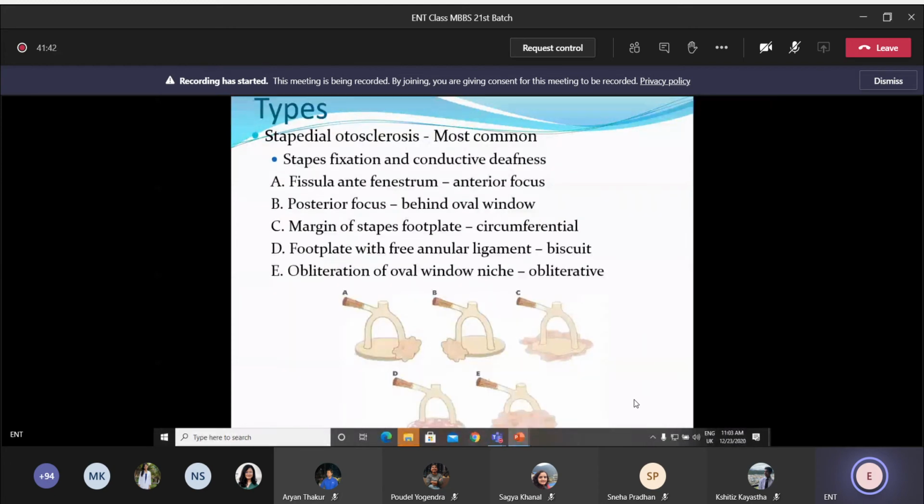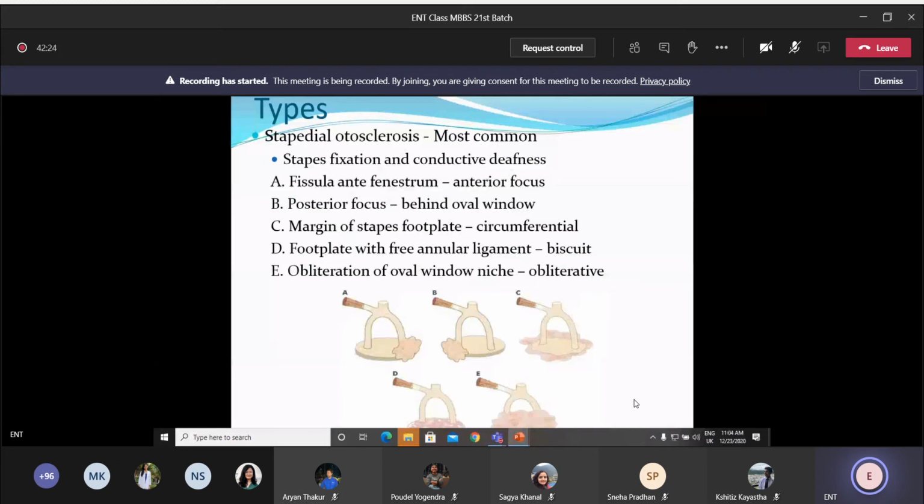Now, if you look at the types, there's stapedial otosclerosis. This is a very common type which you see in the OPD now and then. What happens here? There's a stapes fixation, and due to that, a young patient would come with conductive deafness. This type of otosclerotic focus is seen anterior to the stapes footplate, which is also known as fistula ante fenestram, that is the anterior focus. There can be a posterior focus behind the oval window. There can be a focus around the margin of the footplate, which is also known as circumferential.